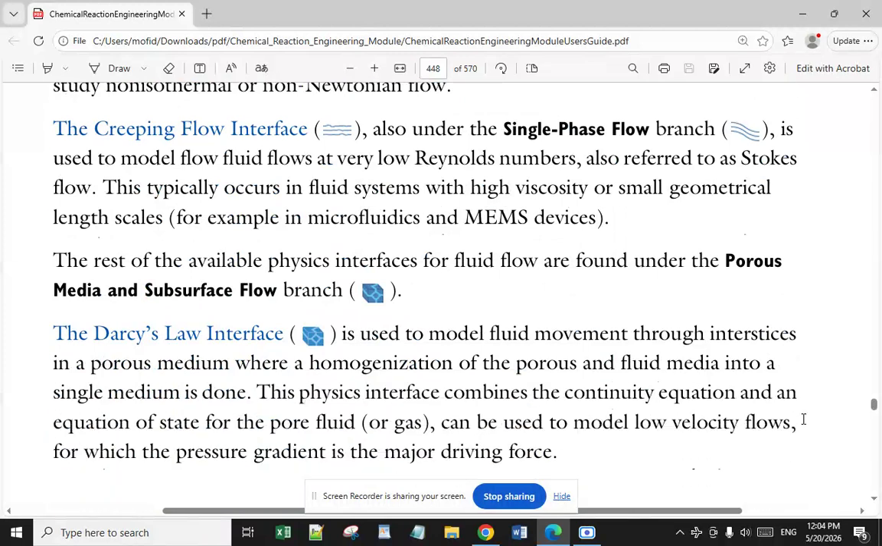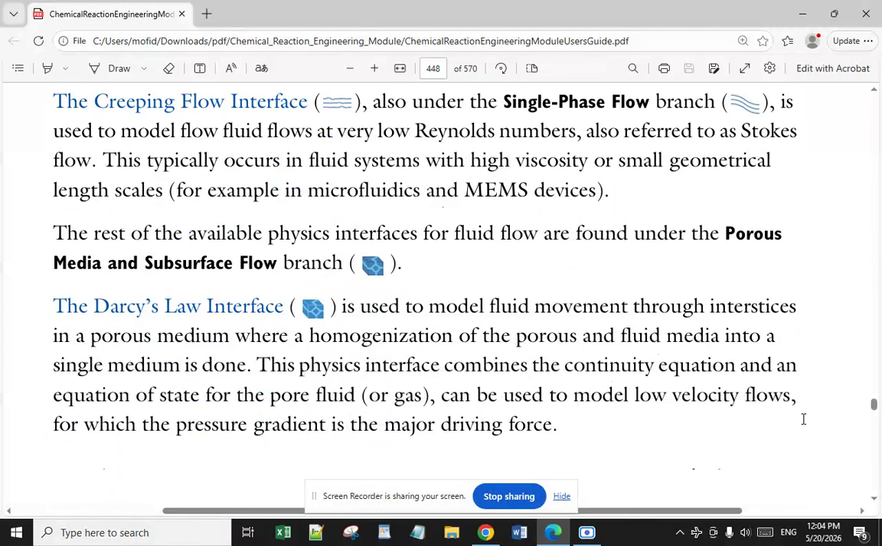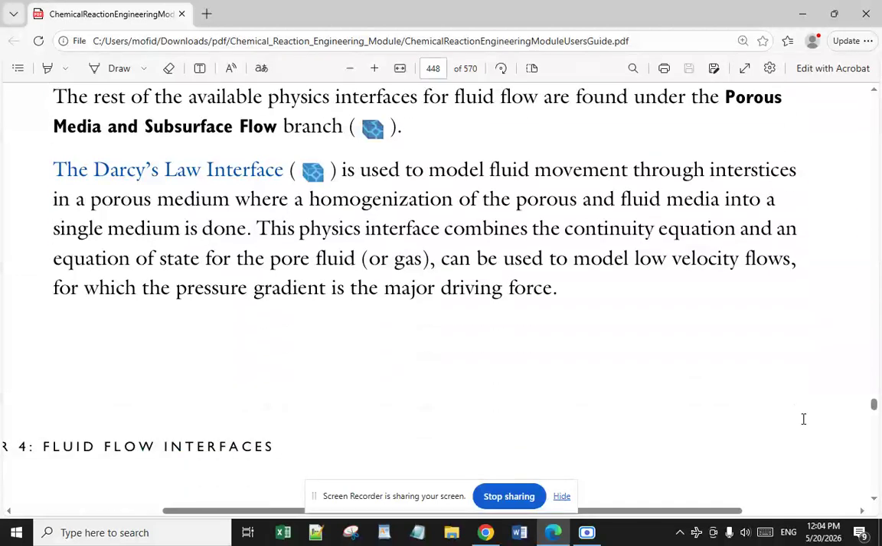The Creeping Flow interface, also under the Single-Phase Flow branch, is used to model flows at a very low Reynolds number, also referred to as Stokes flow. This typically occurs in fluid systems with high viscosity or small geometrical length scales, for example, in microfluidics and MEMS devices. The rest of the available physics interfaces for fluid flow are found under the Porous Media and Subsurface Flow branch.